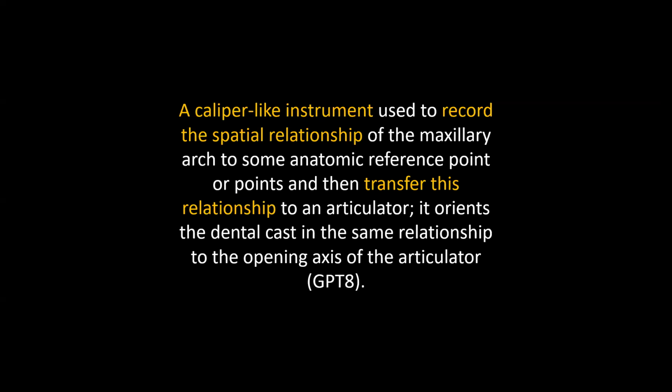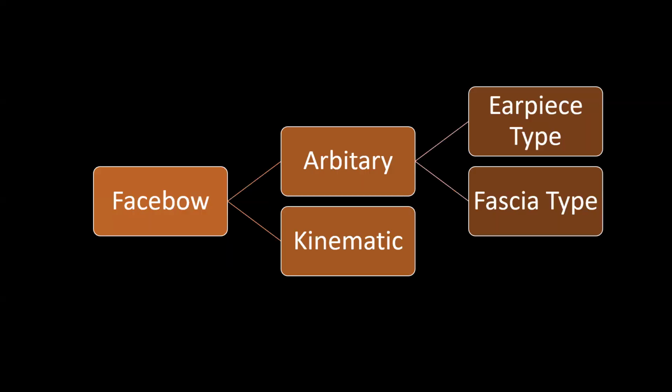As GPT-8 describes it, it is a caliper-like instrument which is used to record the spatial relationship of the maxillary arch to some anatomic reference point or points, then transfer this relationship to an articulator. It orients the dental cast in the same relationship to the opening axis of the articulator.